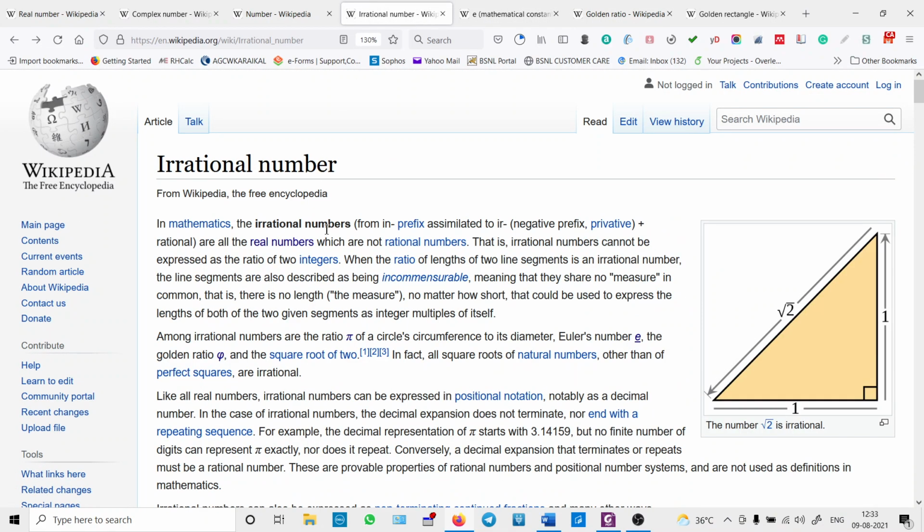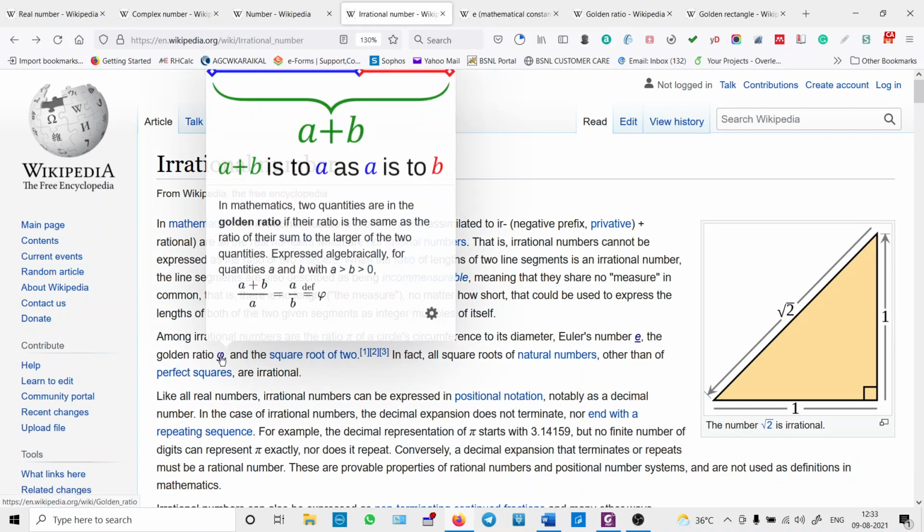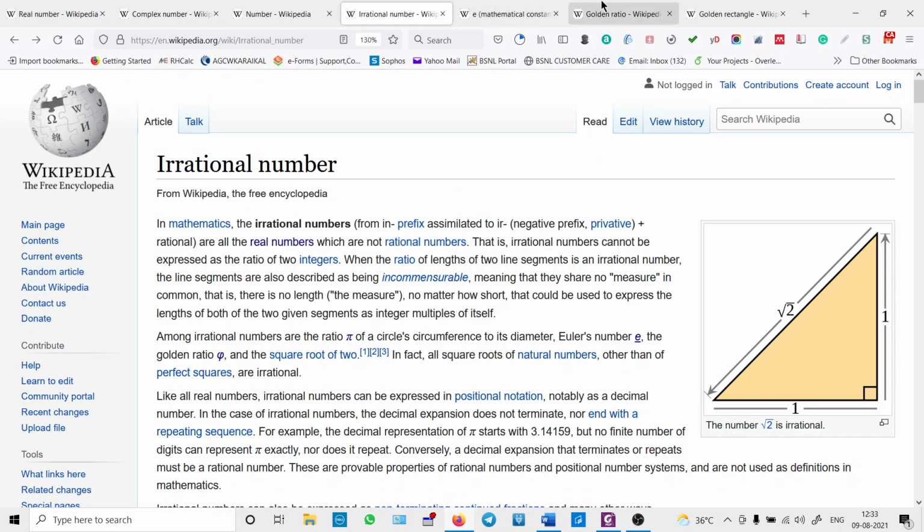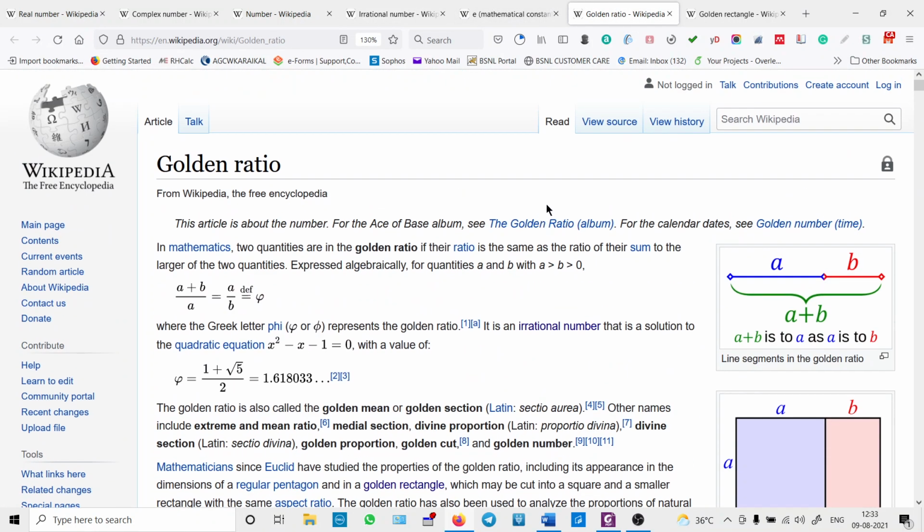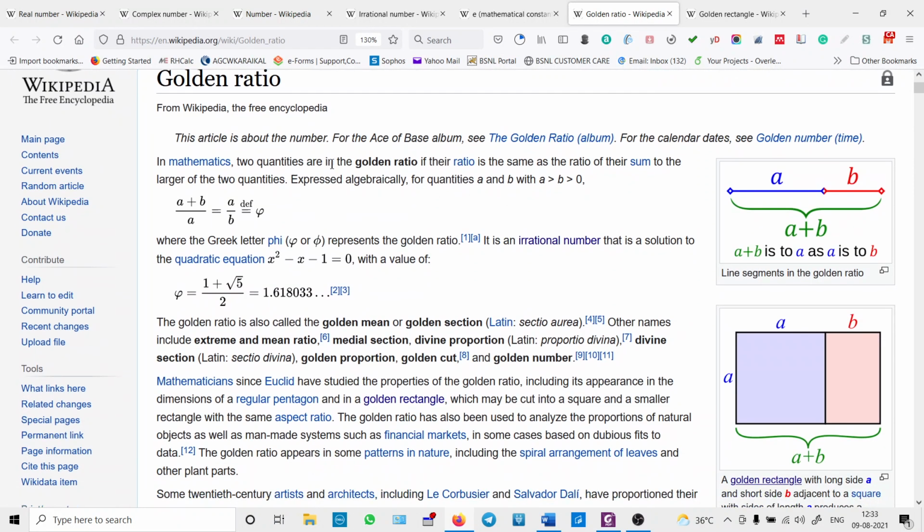And another one, that is the golden ratio. That is also an irrational number. See here, what is the definition of the golden ratio? In mathematics, two quantities are said to be in the golden ratio if their ratio is the same as the ratio of their sum to the larger of the two quantities. See here, this is the golden ratio.